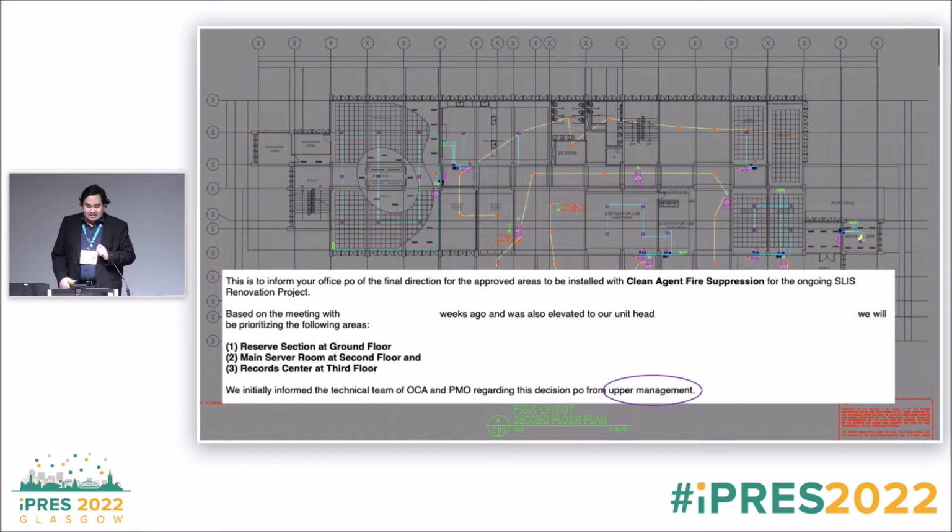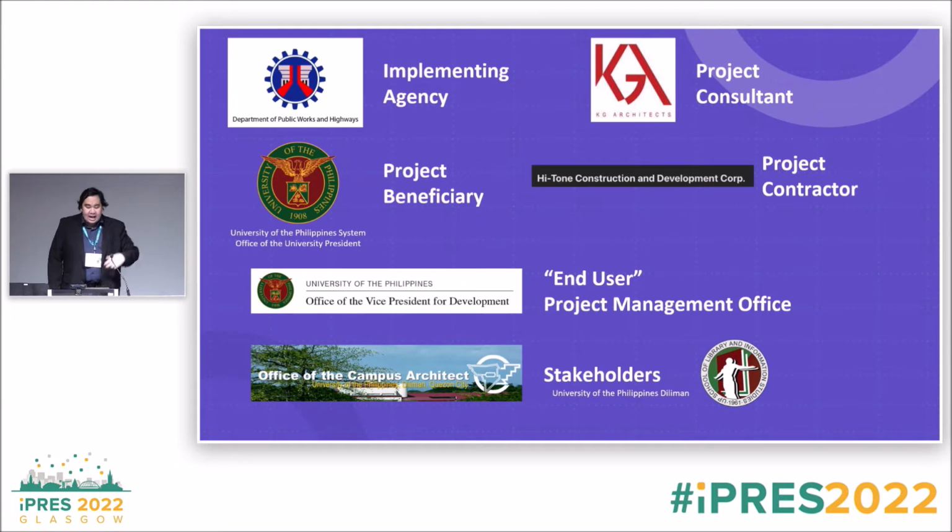But then we got this email. Upper management decided to remove a lot of the clean agent. And that would be my final tip. It takes a lot of goodwill and lobbying. You can see here, our school is not actually the end user of the building. So it takes a lot of building relationships. It takes a lot of advocating to be able to defend the needs of your service.